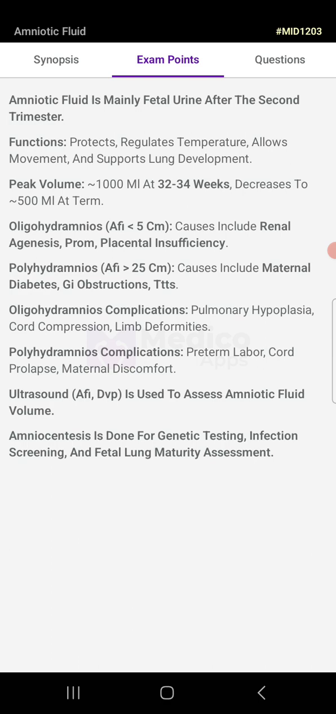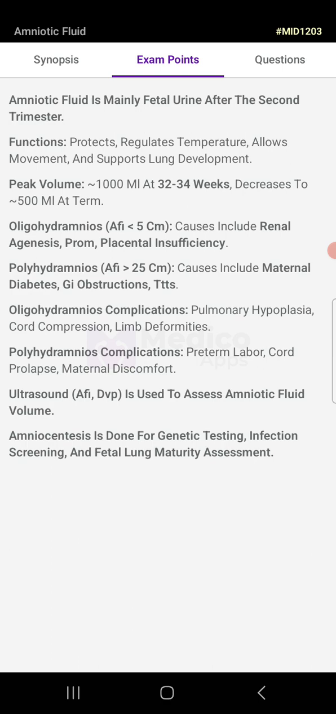Oligohydramnios causes include renal agenesis and placental insufficiency. Polyhydramnios causes include maternal diabetes, GI obstruction, TTTS. Oligohydramnios complications: pulmonary hypoplasia, cord compression, limb deformities. Polyhydramnios complications: preterm labor, cord prolapse, maternal discomfort.